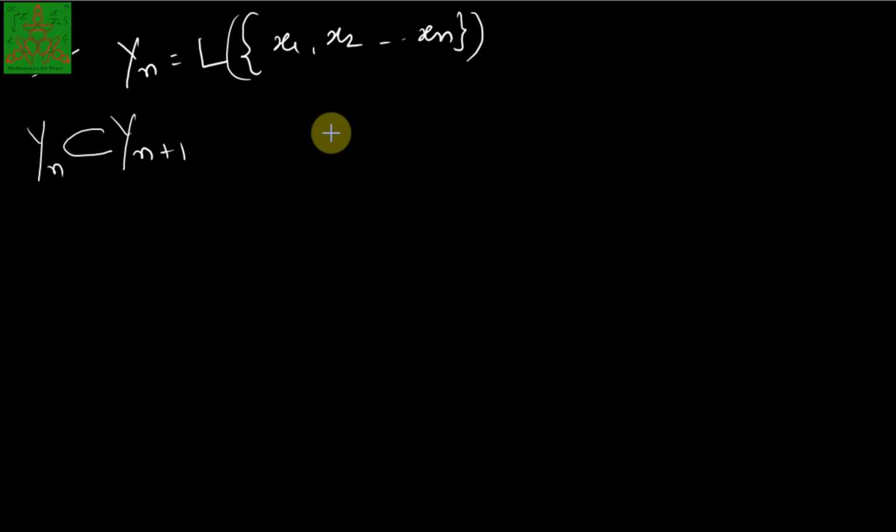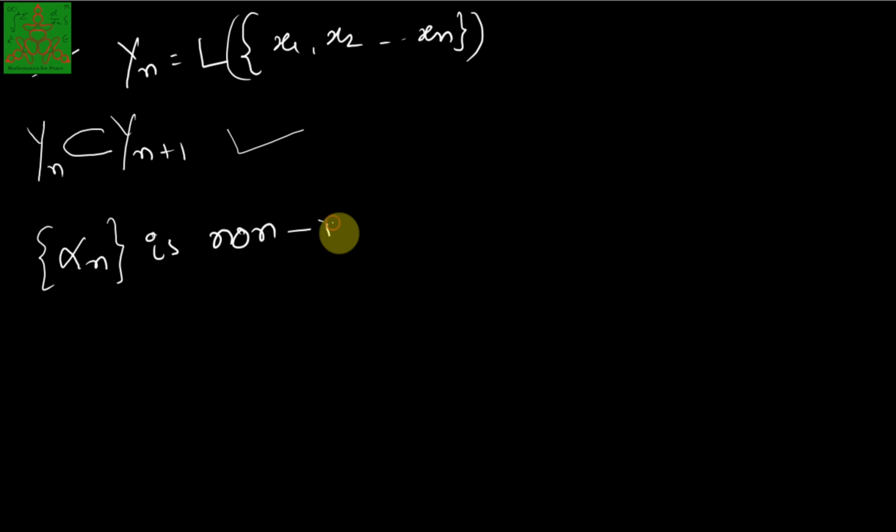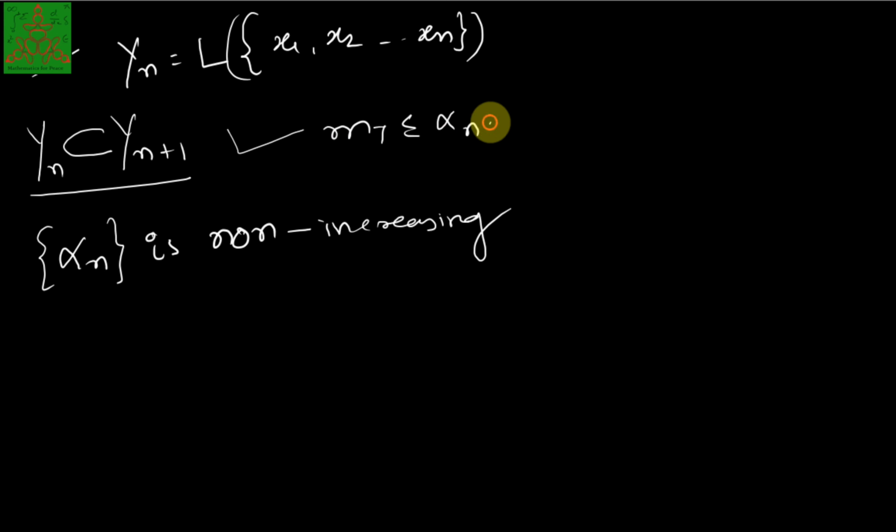And once we have this one, it is clear that this alpha n is non-increasing and it is bounded by mt. So if this is there, then we have this relation: mt is less than or equal to alpha n plus 1, less than or equal to alpha n, and so on, less than or equal to alpha 1.